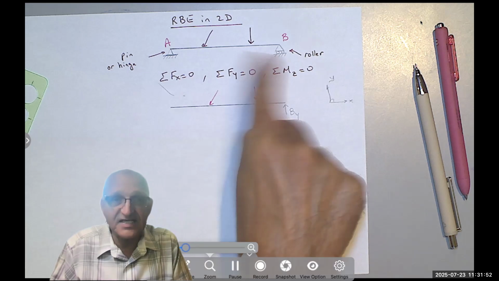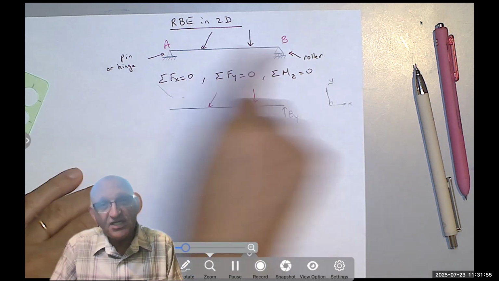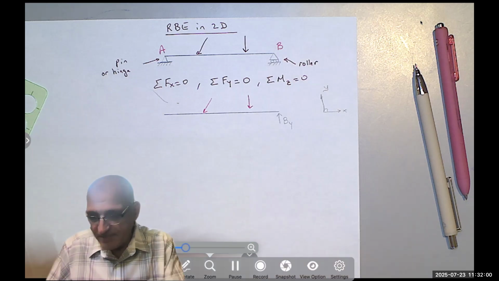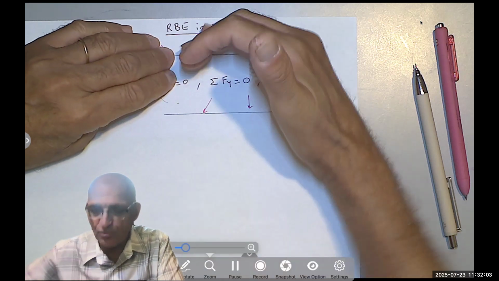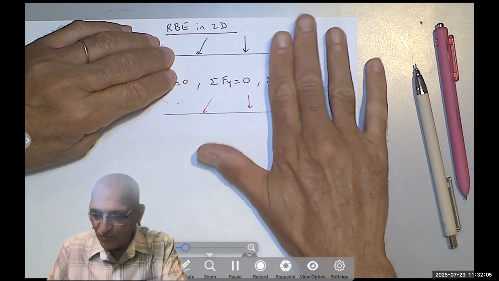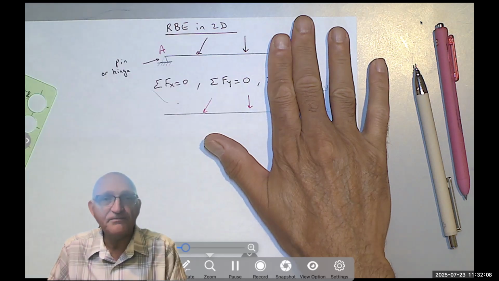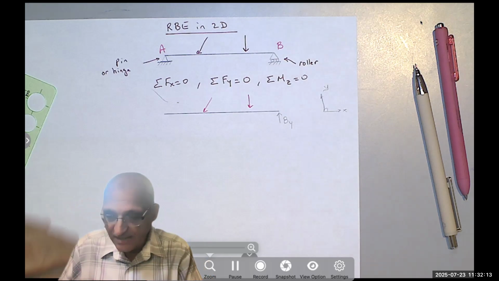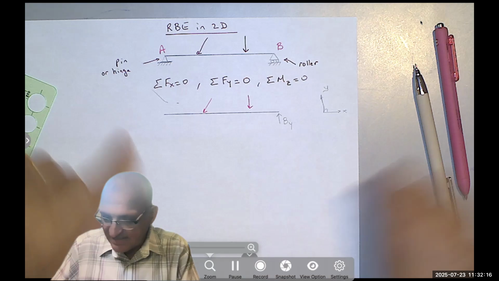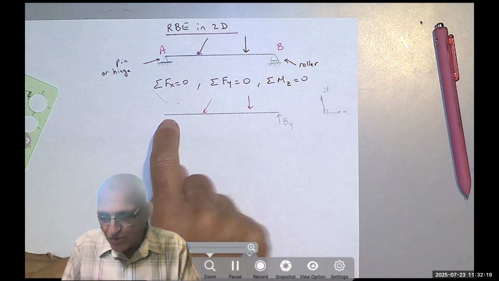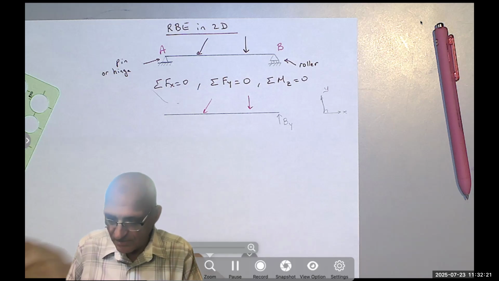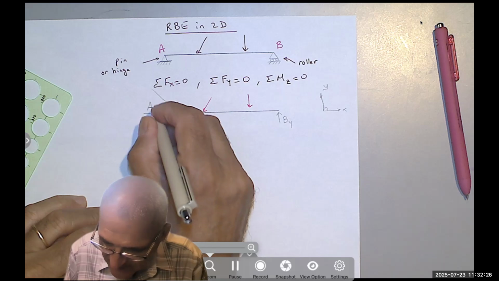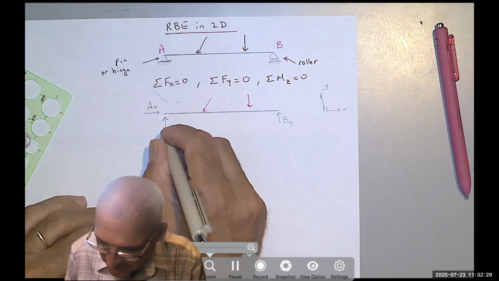But those two by themselves cannot prevent rotation. So each support by itself cannot prevent rotation. Meaning, if I take this one out, this beam would fall down. And if I take this one out, this beam would fall down. But together, they prevent the rotation. Now, we see that at A there is no horizontal motion and there is no vertical motion. So I will say A sub x and A sub y.